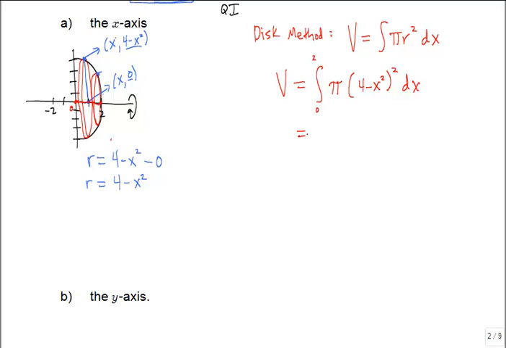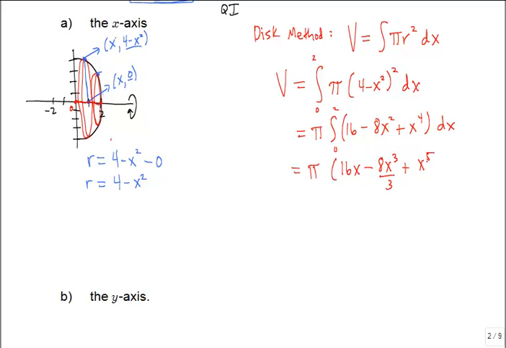So what I would recommend is pulling that pi out, get it out front and out of the way, and then let's go ahead and square this quantity. Remember to FOIL. So we're going to get a 16. In the middle, we're going to get a negative 8x squared, and then on the end, we're going to get a positive x to the 4th, and we want to integrate each of those. So the pi stays out front, and the antiderivative of 16 is 16x. The integral of 8x squared becomes 8x cubed over 3, and the integral of x to the 4th is x to the 5th over 5, and now we can plug in our bounds.